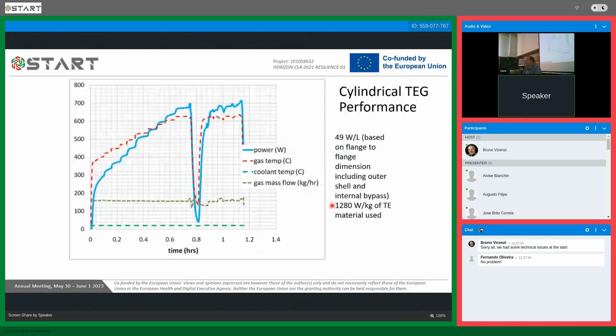And then finally, just to show what the peak power that we were able to generate from this TEG was, up to 700 watts. For the size, that was fairly significant. That equated to 1,280 watts per kilogram of TE material used, and 49 watts per liter based on flange to flange dimension, including the outer shell and the internal bypass of the part.